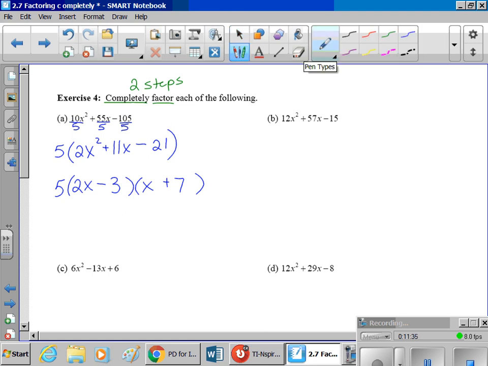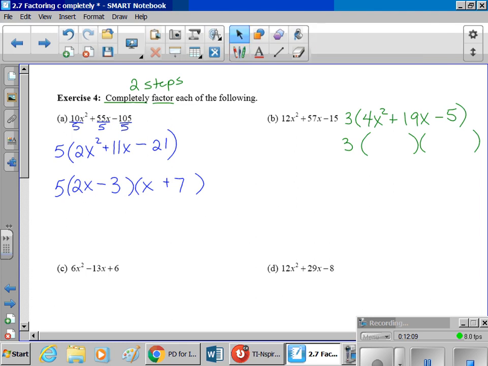So let's look at B. Well, you look at 12, 57, and 15. I look at the 12 and the 15, I think, well, 3 goes into both of those, but does 3 go into 57 evenly? And it does. So we're going to factor out that 3, and we end up with 4x squared plus 19x minus 5. So now we're going to keep that 3 on the outside, and we need to factor this into 2 binomials.